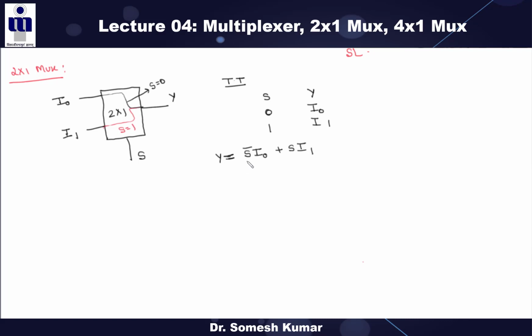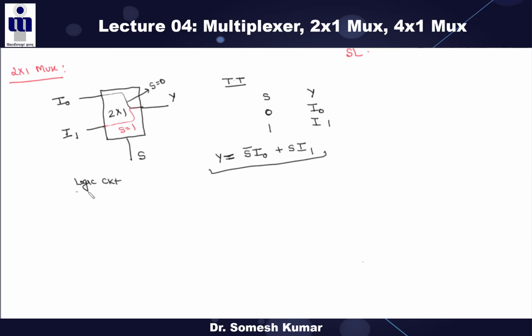In this expression, you can put S is 0. If S is 0, what is the Y? In this expression, put S is 0. I know if S is 1, the first term becomes 0, right? So now what is the logic circuit for 2 is to 1?